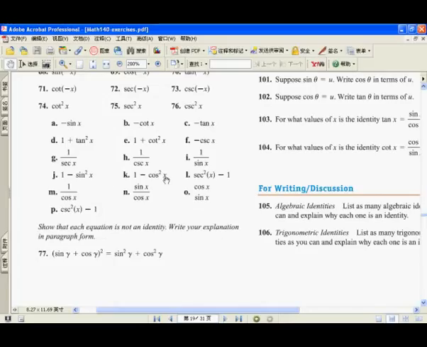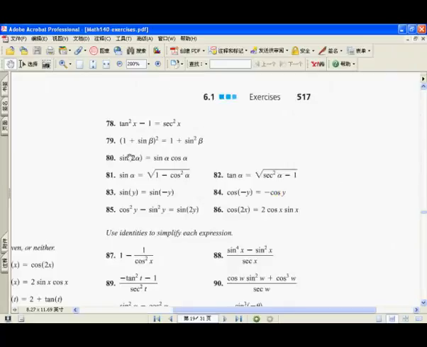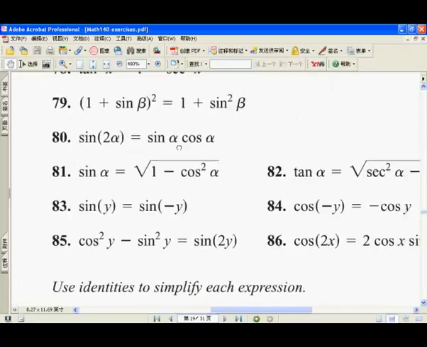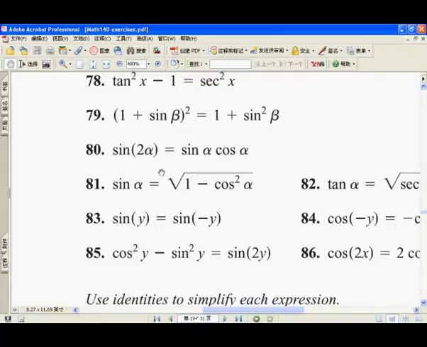Now let's look at page 517, and we'll solve problem 80. Show that this equation is not an identity. Let me show you problem 80. Sine of 2 alpha equal to sine alpha times cosine alpha. And we need to prove this equation is not an identity.